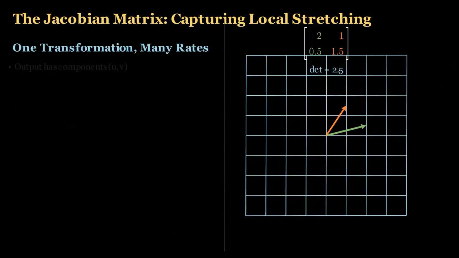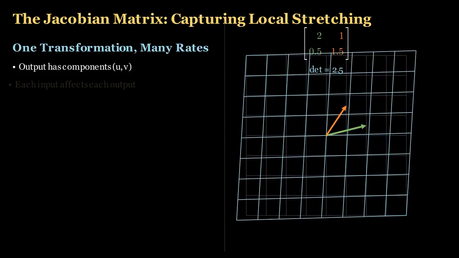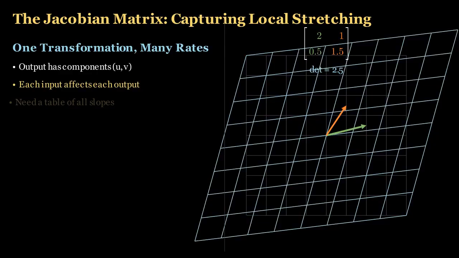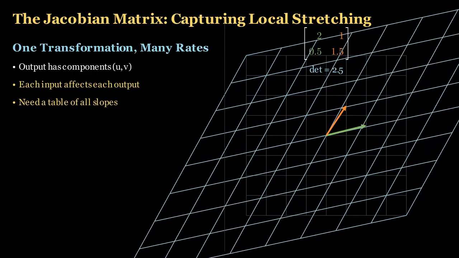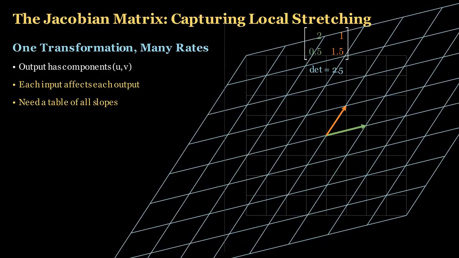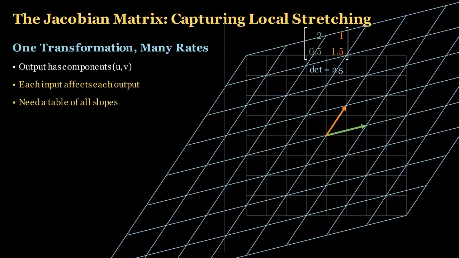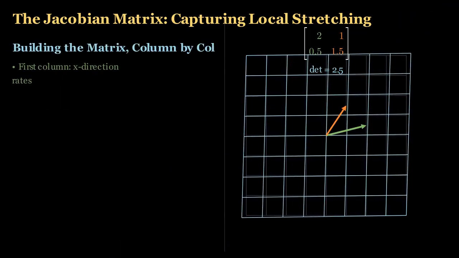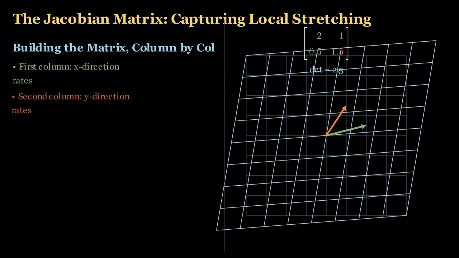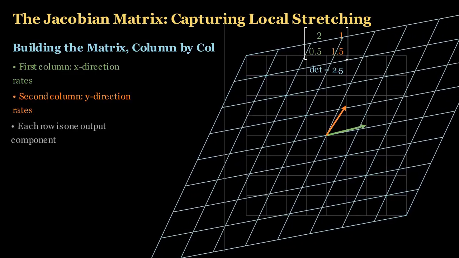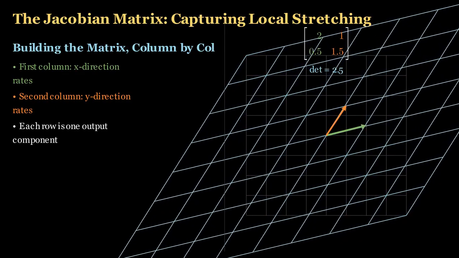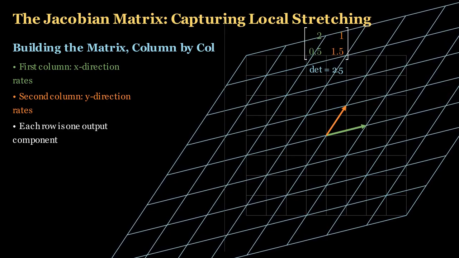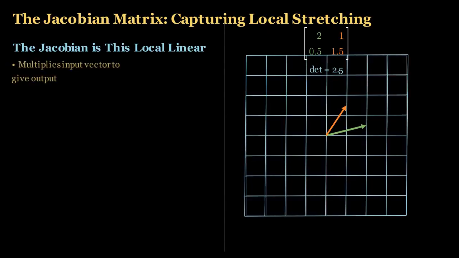We just zoomed in and found a flat, linear map. But a transformation has multiple outputs, like u and v. Each can change with respect to x and y, so we need a table to capture every slope at once. We stack these rates into a matrix. The first column holds all partials with respect to x, how the whole output shifts when you nudge x. The second column does the same for y. Each row tracks a single output component, u or v. This table is the Jacobian matrix.